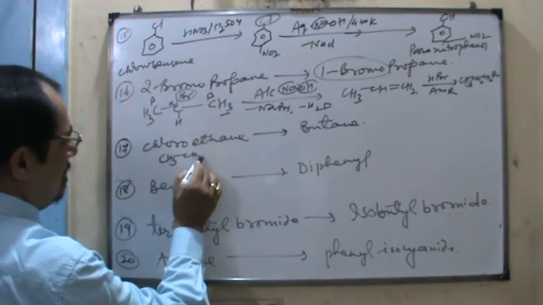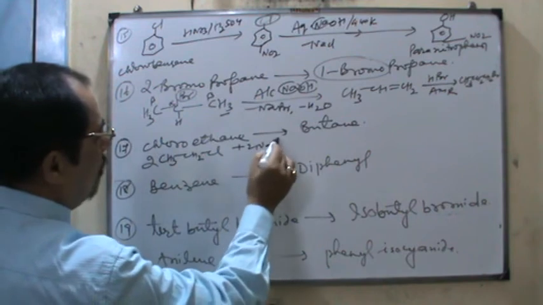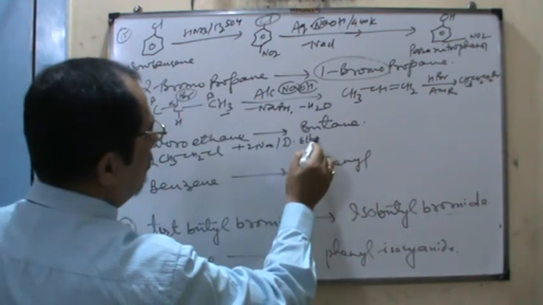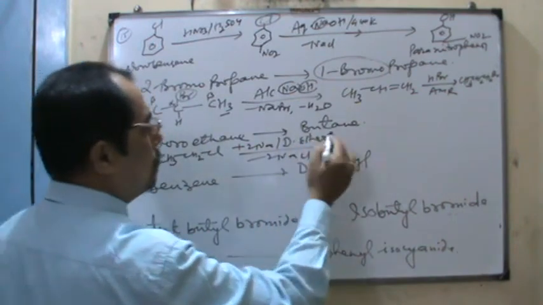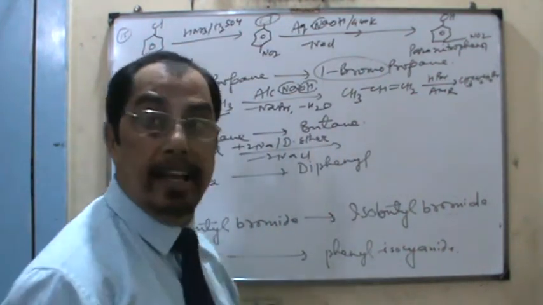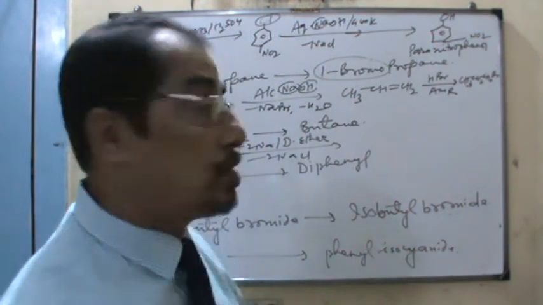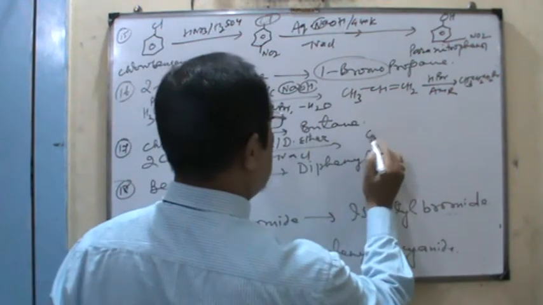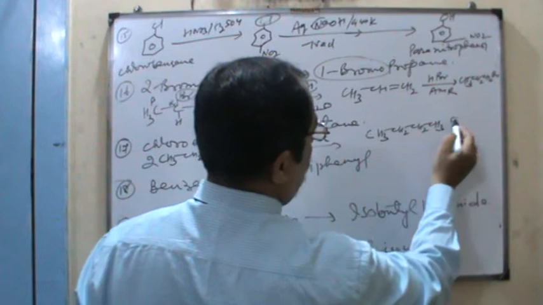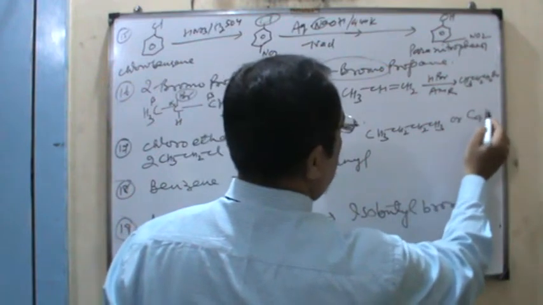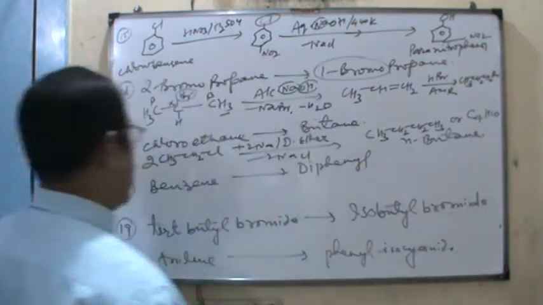1-chloroethane to butane. CH3, CH2 and Cl. Take 2 molecules. Tell me, anybody, what is the name of the reaction we use here? This is the Wurtz reaction, minus twice NaCl. We have to go from 2 carbons to 4, and from 4 to 8. To get a higher hydrocarbon we apply the Wurtz reaction. CH3, CH2, CH2 and CH3, or you can write C4H10, which is the normal butane. It's very simple.